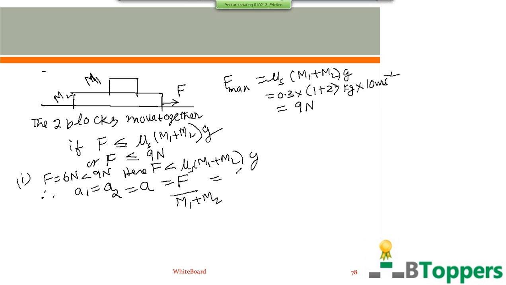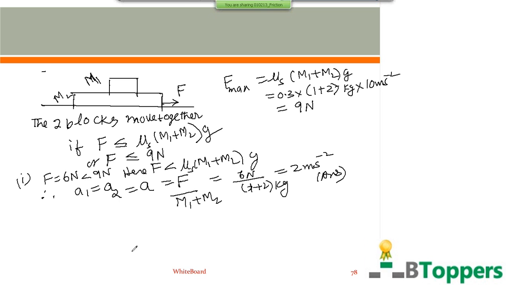Here F equal to 6 newtons, M1 is 1 kg, M2 is 2 kg. So the magnitude of the acceleration of each block is the same, that is 2 meter per second square. That is one of the answers for the first question. In each question, you are asked to find the magnitude of acceleration of each block and the magnitude of friction between the two blocks.